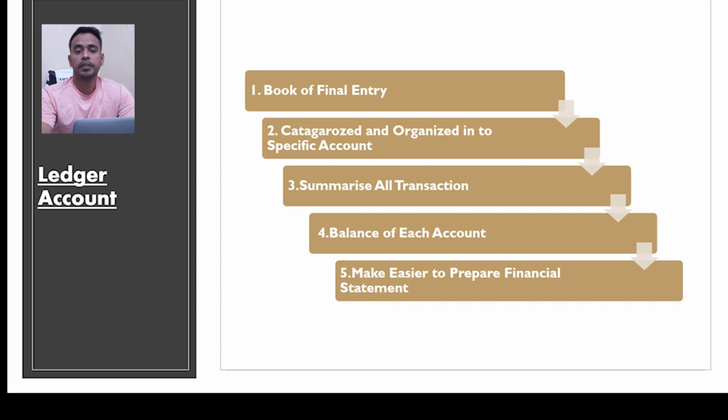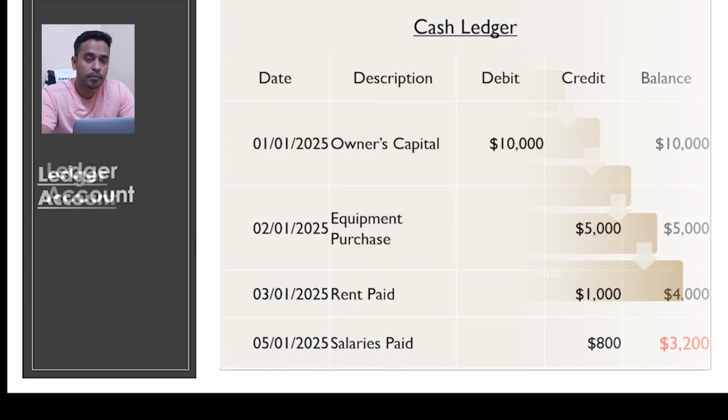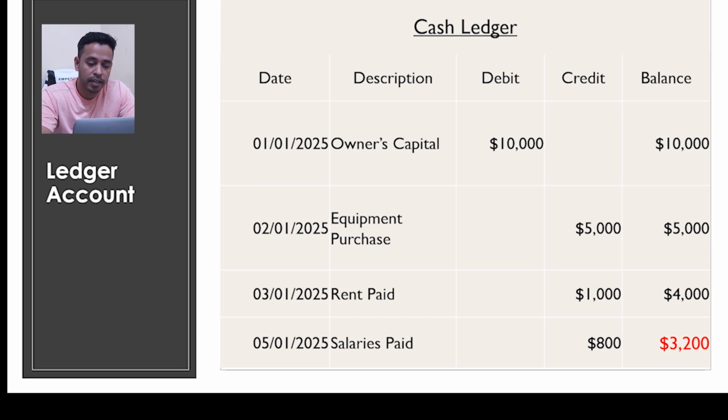Here we make an example for the ledger account. This example is taken from our previous journal entries. So here we make the example of a cash ledger from our journal entry example, so you can relate to this easily. Here we categorize the cash transactions. Here you can notice the cash transaction details, what comes to the company and what goes out from the company.